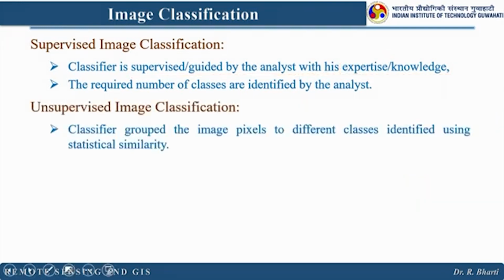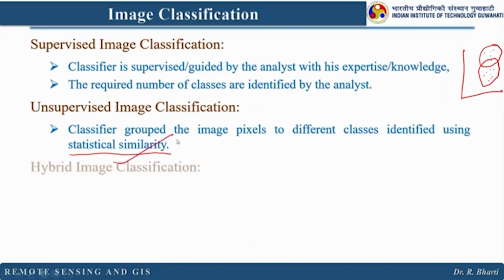In unsupervised image classification, the classifier groups the image pixels into different classes identified using statistical similarity. I told you that based on the clustering method, whether it is in this class or in this class has to be identified using statistical similarity.